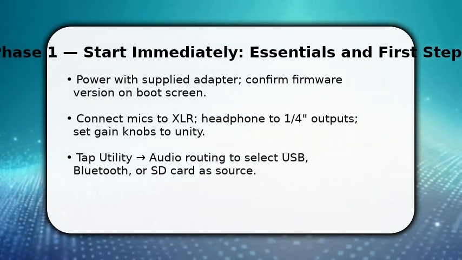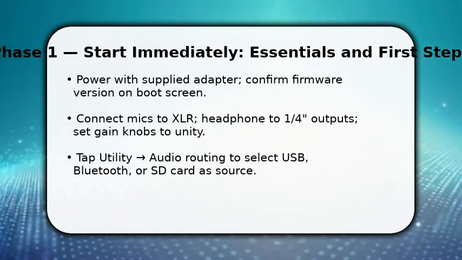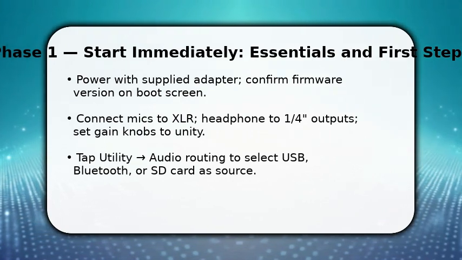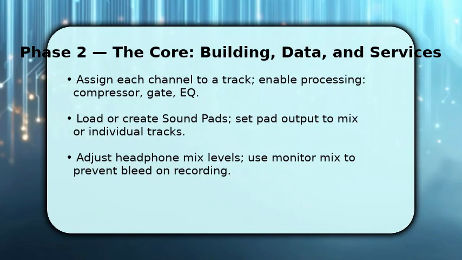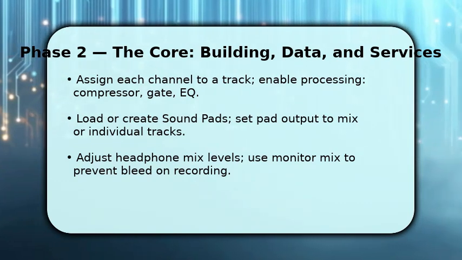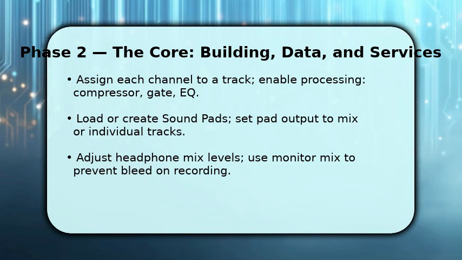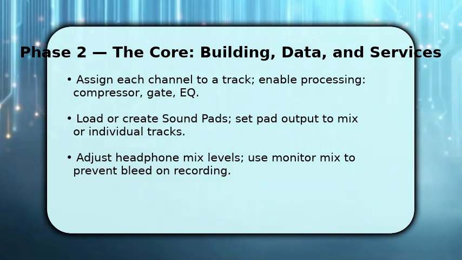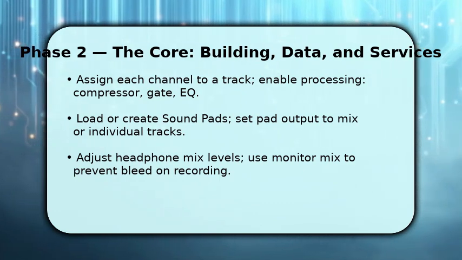Make sure phantom power is enabled for condenser mics, and that each channel receives signal on the meters before moving on. You now configure channels for recording quality and workflow. Assign every mic to its own track and enable the built-in compressor, noise gate, and EQ to taste. This shapes tone and reduces editing later.